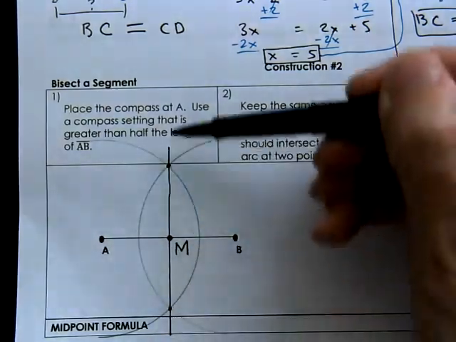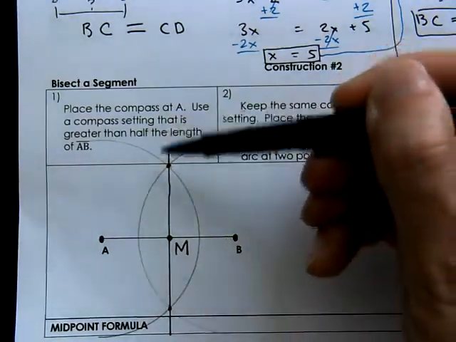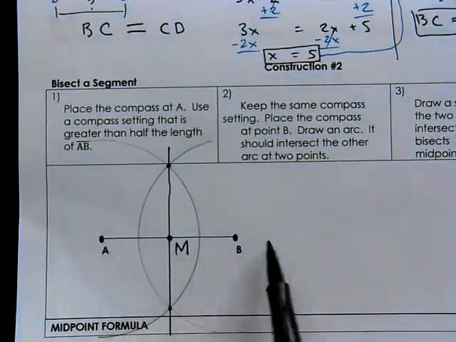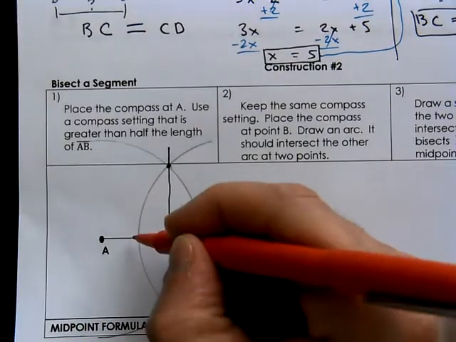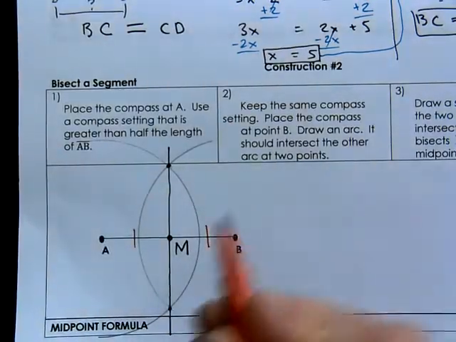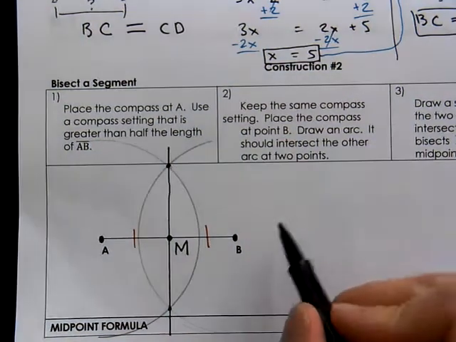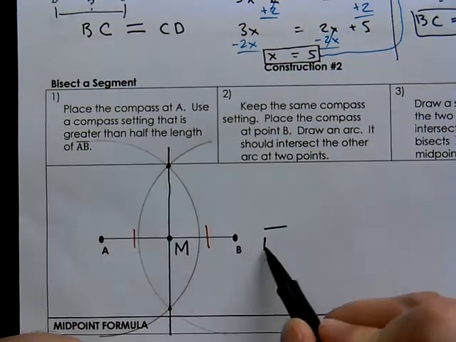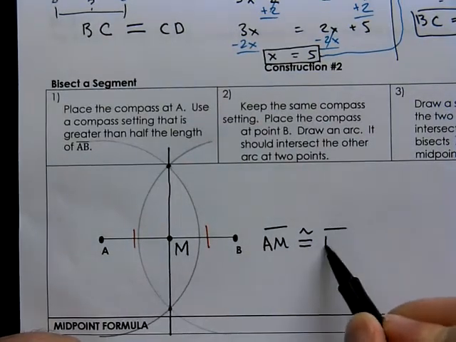So this vertical line becomes our segment bisector. We are bisecting segment AB, and there's the midpoint. For our diagram, we're going to put tick marks on either side to say segment AM and segment BM are the same size. So to finish it off, segment AM is congruent with segment MB.